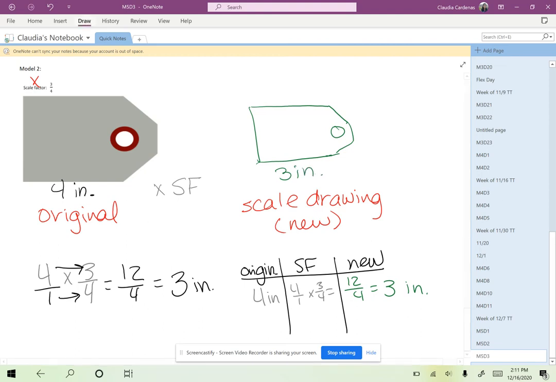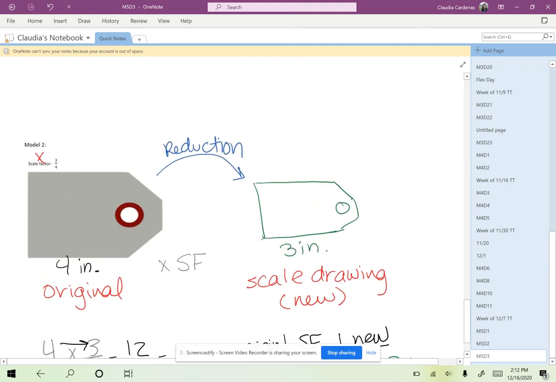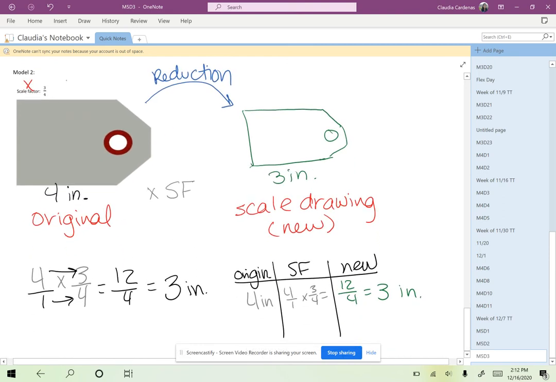So what actually happened here? Well, when we multiplied by this scale factor, it got smaller. So we call this a reduction. And so that makes sense because when we multiply by numbers less than 1, right, scale factors that are less than 1, we get a reduction. Let's put scale factor SF. SF is less than 1, it's a reduction. Just like we saw earlier that when we have numbers greater than 1, it ends up being an enlargement or a bigger new image than what we started with.